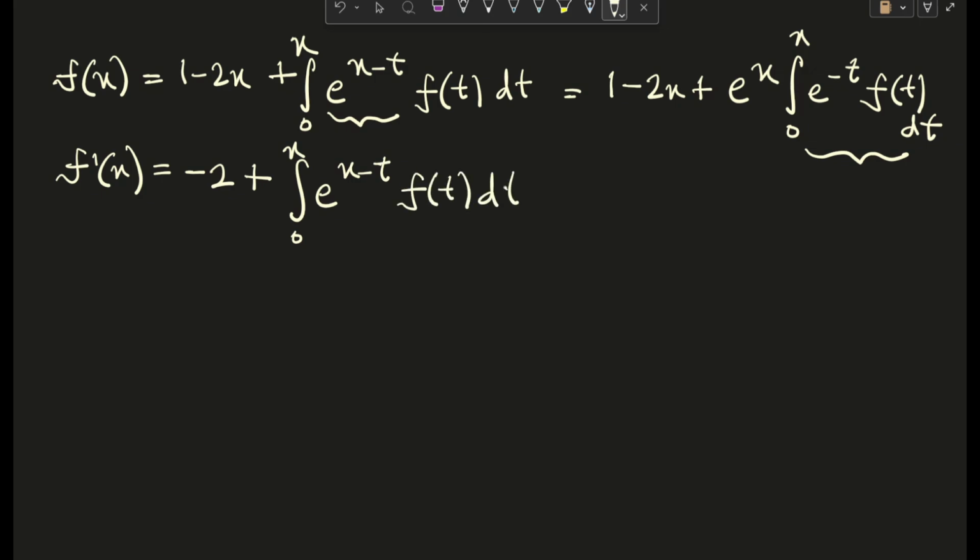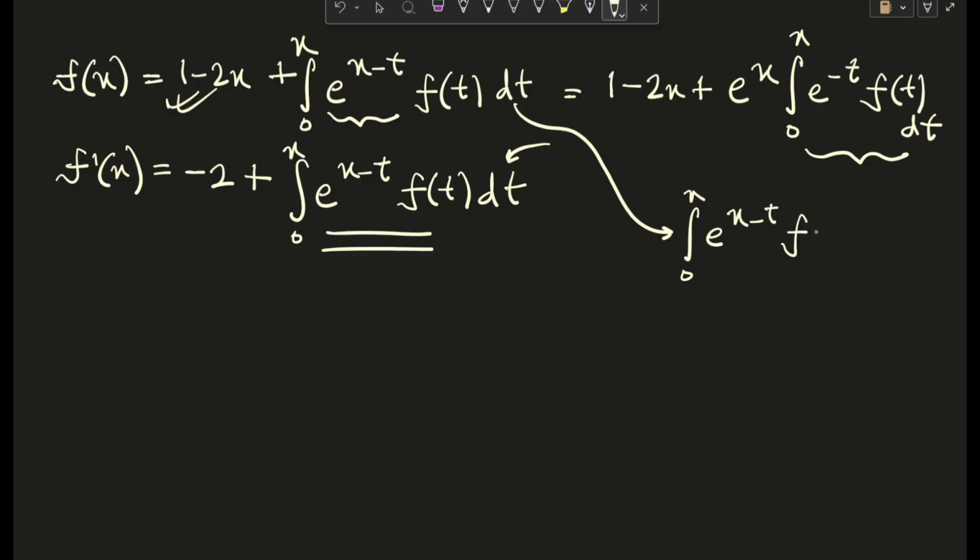Okay, so f dash x is equal to this thing, and now we actually can't form any differential equation with this huge term here. So what shall we do? We shall take this thing from here because it's present in the normal f of x. I will write this with an arrow. If you see integral 0 to x of e power x minus t into f of t dt, from the first given expression, it actually is equal to f of x plus 2x minus 1.